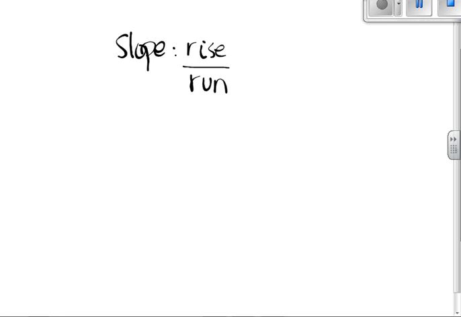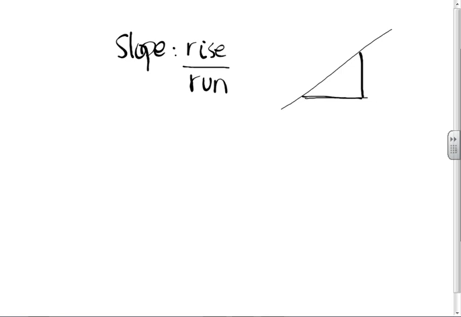Rise over run. If I'm looking at a straight line like this, there's no curves to it, and if I draw this over here and this over here, what is this called? It's called the run. And this, because you're going up, is called the rise.